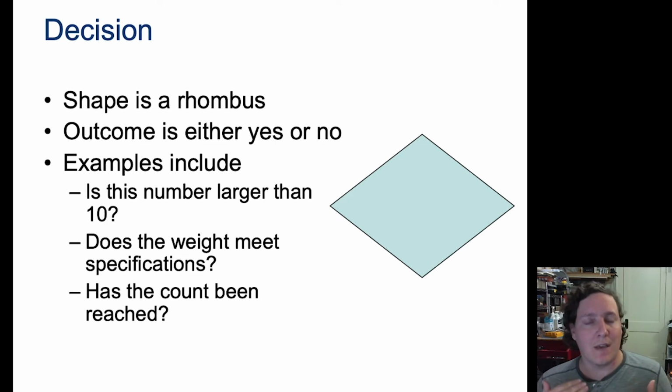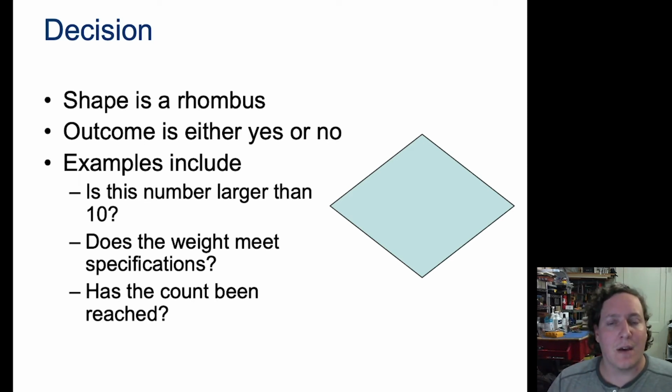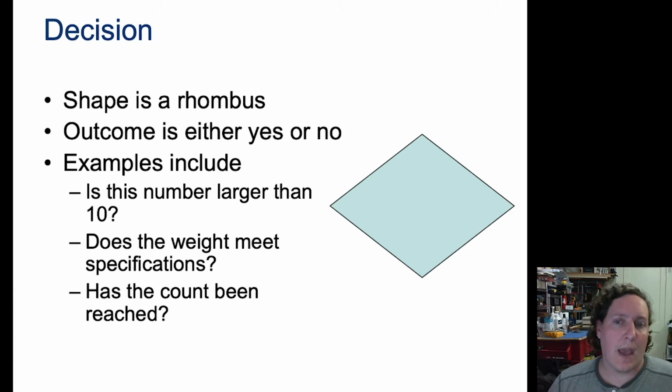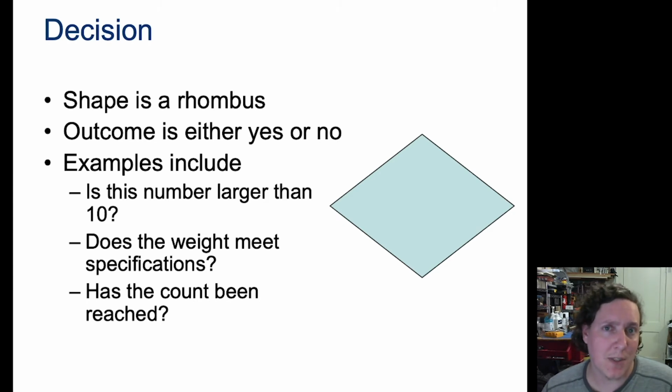And this is where we consider the if-else statements or the for statements, where there's something that the computer needs to identify. In this case, we're using a rhombus, a diamond shape, to indicate that there's some sort of result that's going to come from that checkpoint. And the best designs will make it a yes or no, true or false type statement. There are some occasions where you may have more than that, but think about keeping it as a simple question. Is this number greater than 10? Does the weight meet the specification? Has your count been reached? Has that switch been pressed? And that decision can branch out.